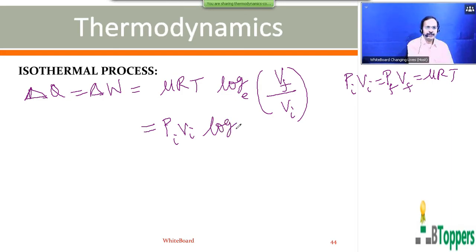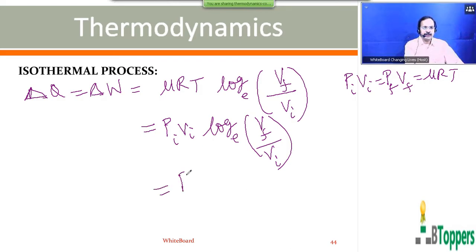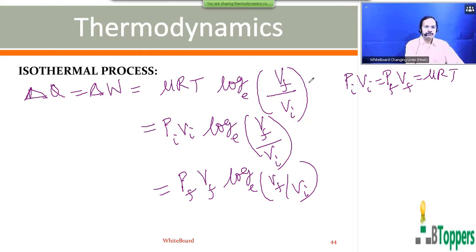Substituting these values, the same formula can also be written in case we are given the pressure of the gas in the initial state, the volume in the initial state, and the ratio of the final and initial volumes. Or if you are given the final pressure, final volume and initial volume, then you can write it like this: Pf Vf log to the base e Vf by Vi. You can write any one of three ways, but in most problems the first form is used when temperature is given.